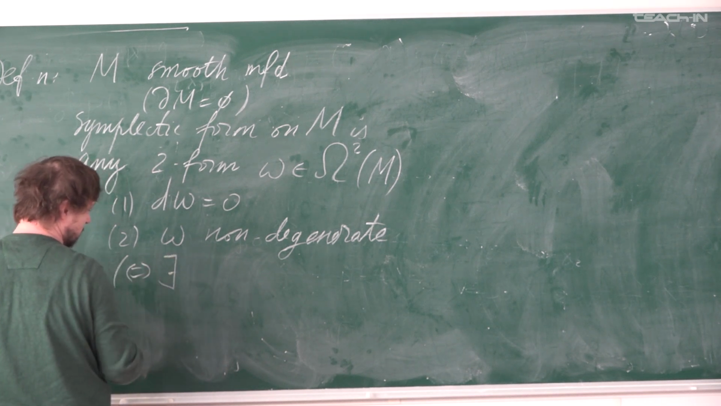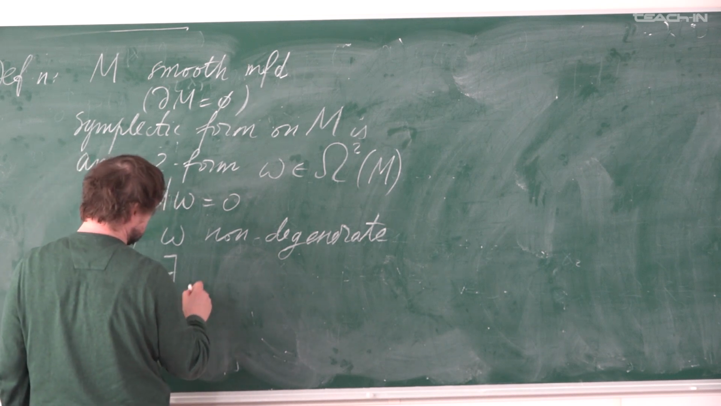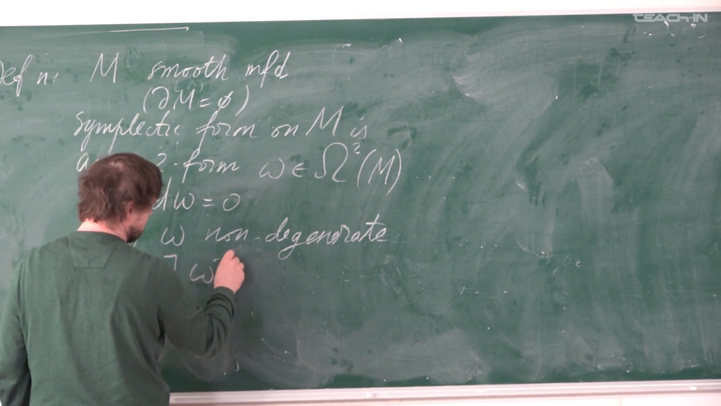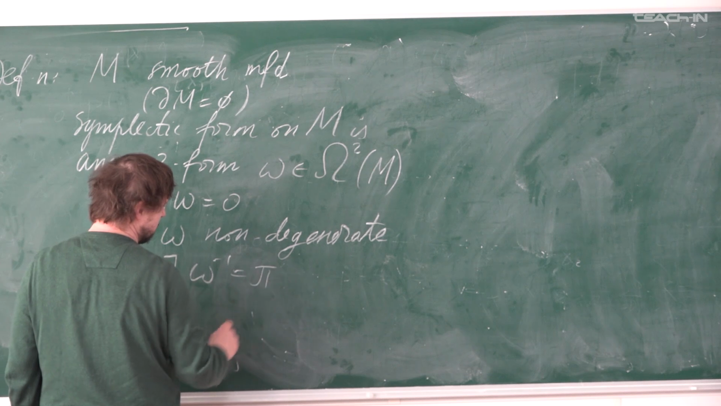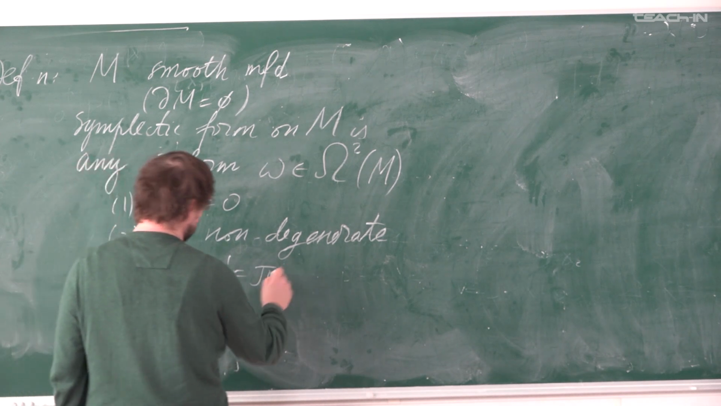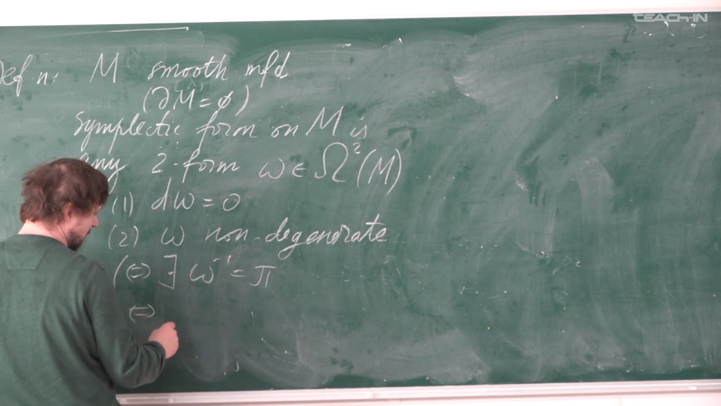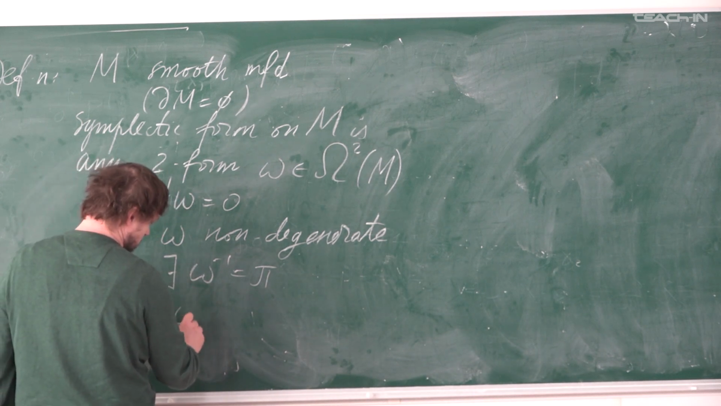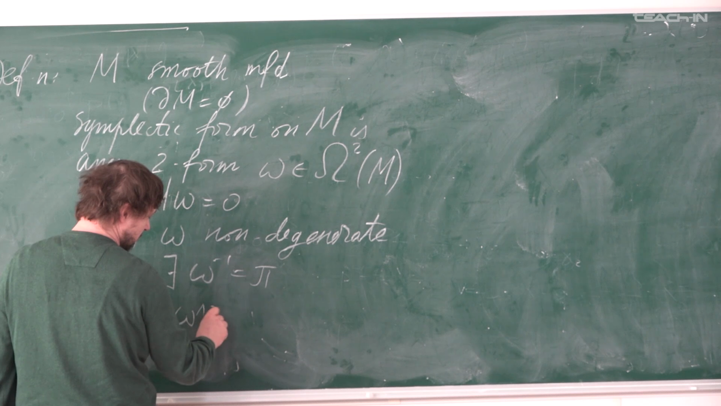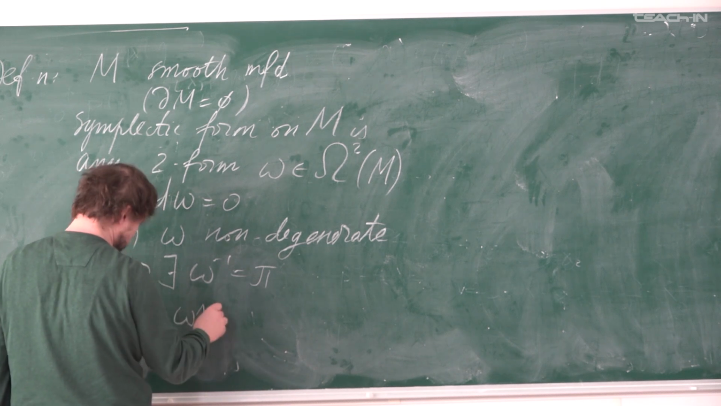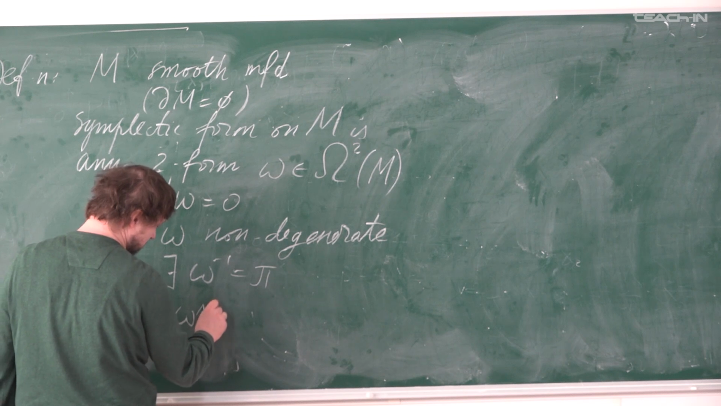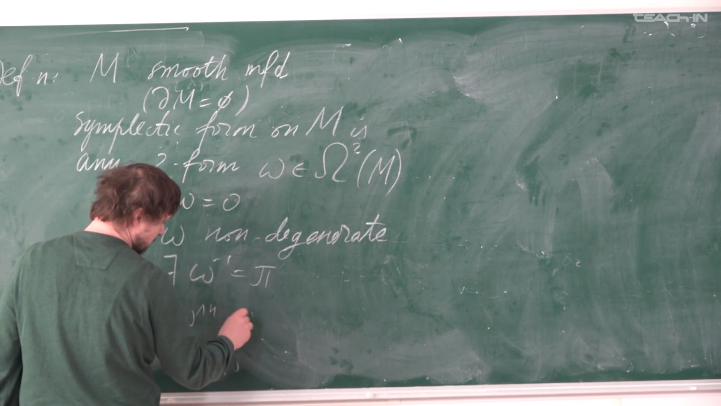if you choose local coordinates, then there should exist an inverse matrix, which I will denote by pi. Or, as I explained last time, this is equivalent to the fact that the top degree wedge product of this form with itself is non-zero.